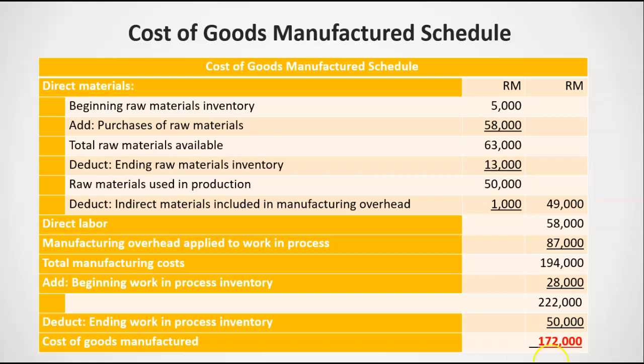Now, let's look at this schedule known as cost of goods manufactured schedule. So if you look at this schedule, there are three main elements: direct material, direct labor, and also manufacturing overhead applied amount. So you get your total manufacturing cost, you add your beginning work in process minus ending work in process, you get your cost of goods manufactured.